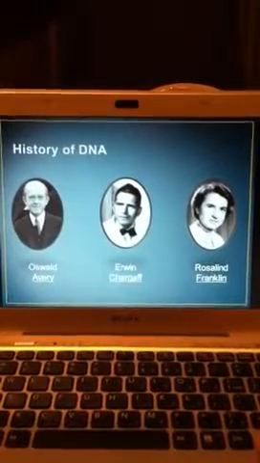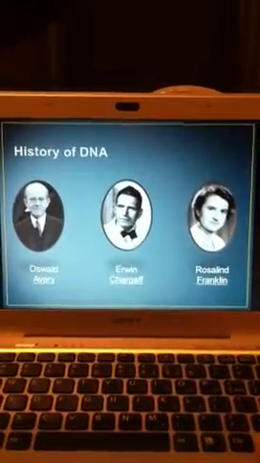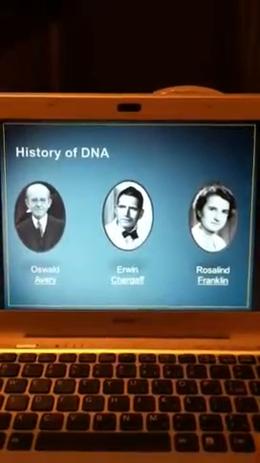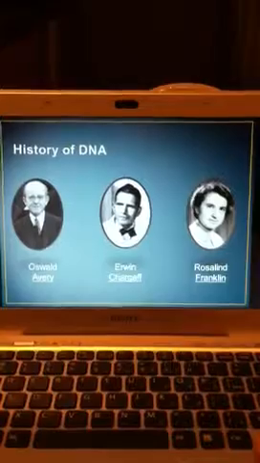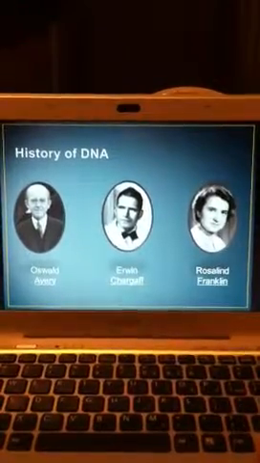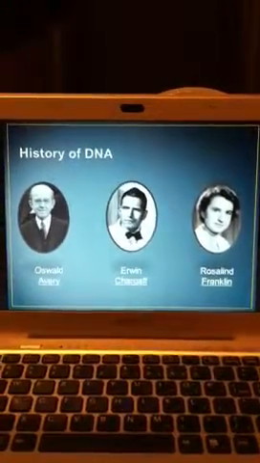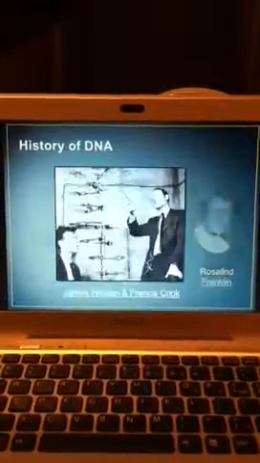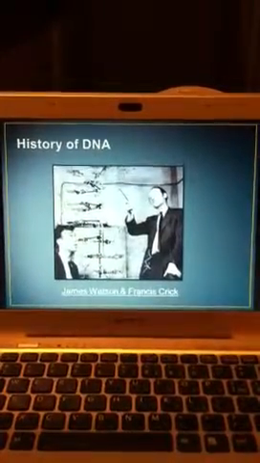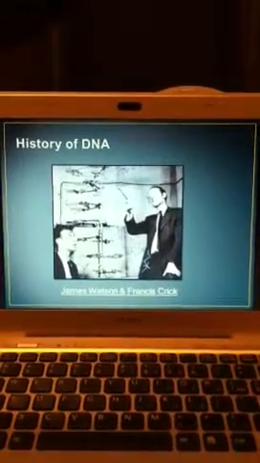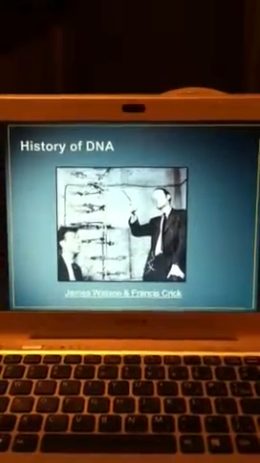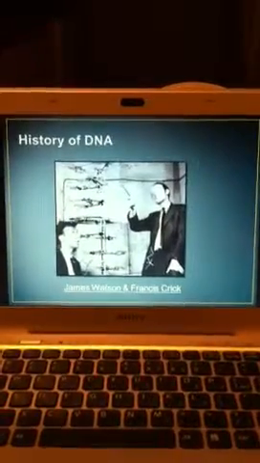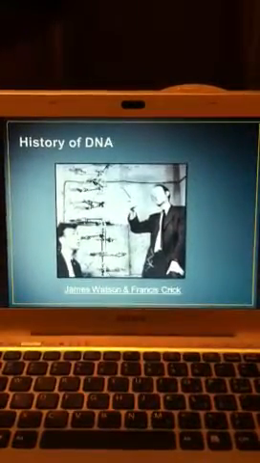In 1951, Rosalind Franklin was the first ever to take a picture of DNA using an X-ray crystallograph. Two years later, James Watson and Francis Crick saw this picture that Rosalind Franklin took. They then created the first model of DNA that shows it as a double helix. This model revolutionized the study of DNA.